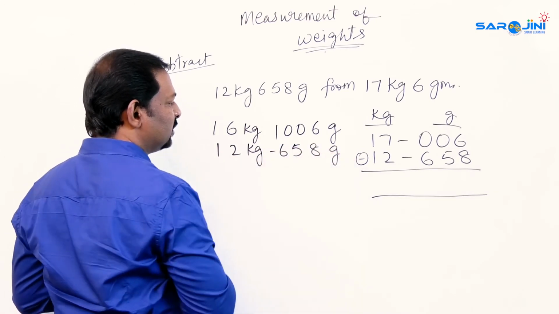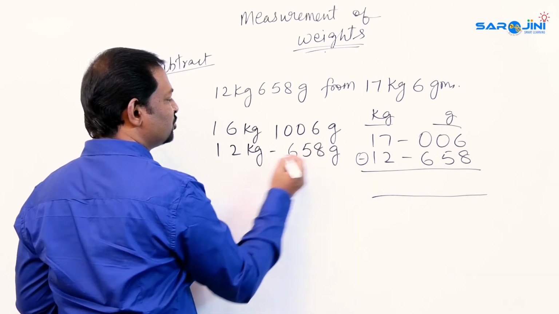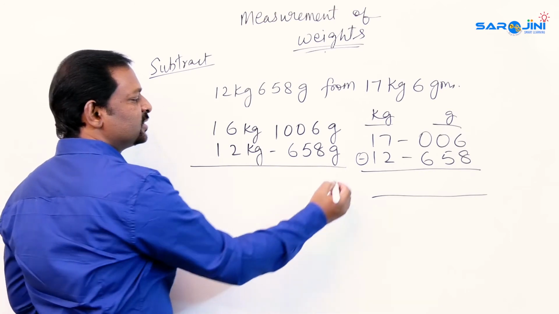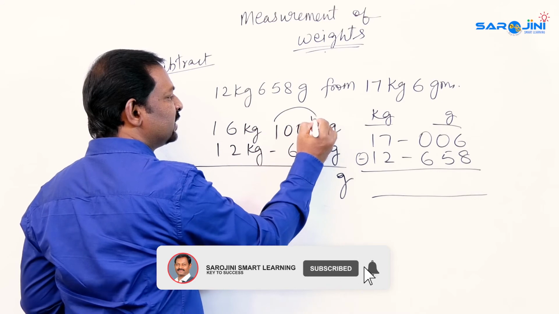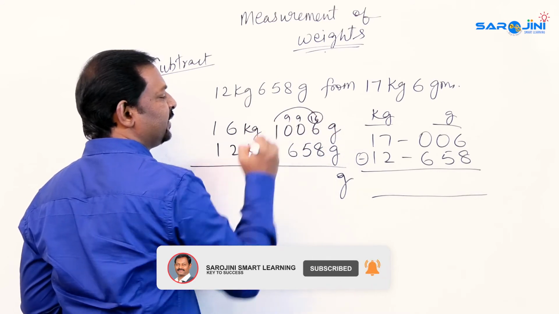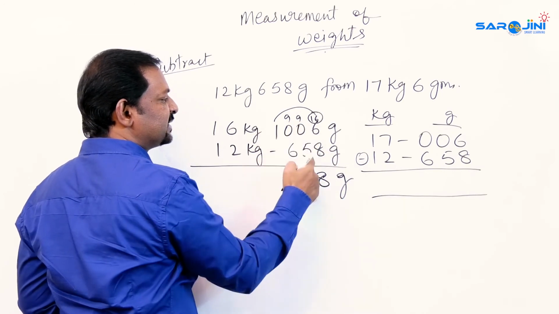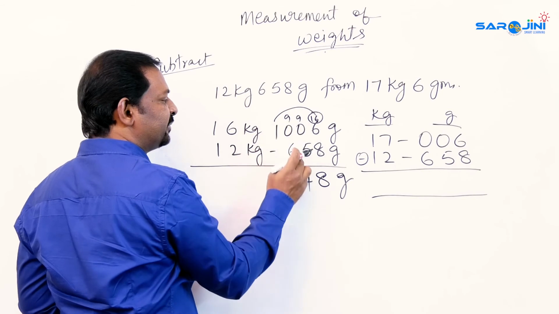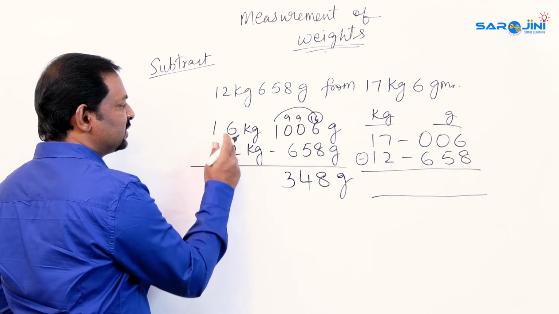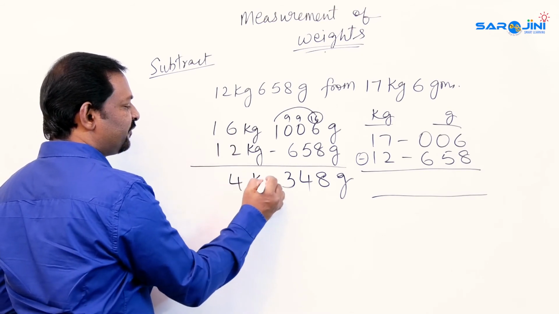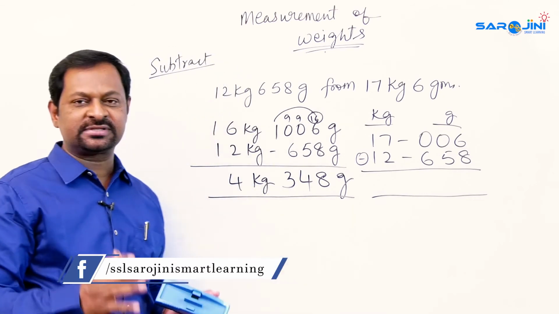Okay? From that, we are going to subtract 12 kg 658 grams. And you have to write in a proper manner using the place values. Then only you get the right answer. So this grams will remain the same. 6 minus 8 is not possible. We have to borrow. This will become 1699. So 16 minus 8 is 8. 9 minus 5 is 4. 9 minus 6 is 3. And this is 0. And here 16 minus 12 is 4. So the final answer is 4 kgs 348 grams.